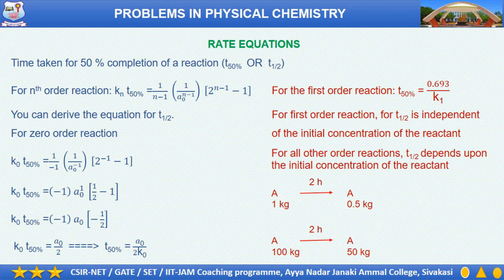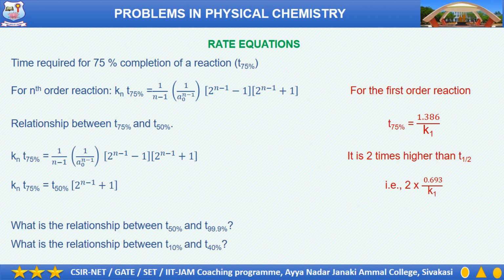Very, very essential. And next is the time required for 75% completion. The general equation is T 75% is equal to the same equation, 1 by Kn into 1 by n minus 1 into 2 power n minus 1 minus 1, into only one term, 2 power n minus 1 plus 1. This is for 75% completion. And what is the same equation for the first order? 75% completion takes twice the time, 2 times higher, therefore it is equal to 1.386 by K1.